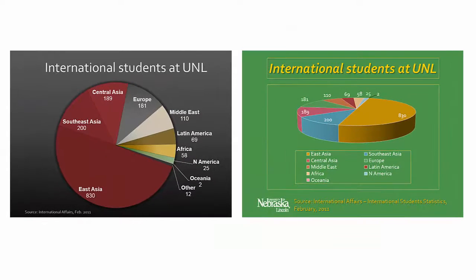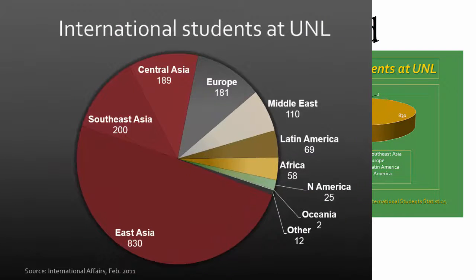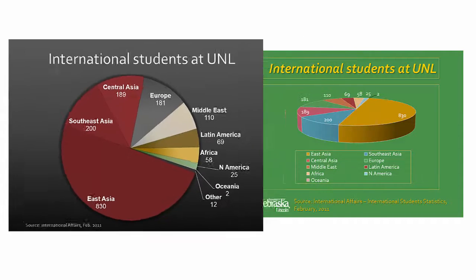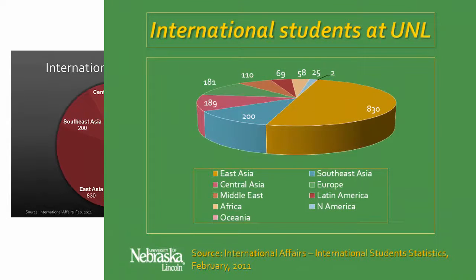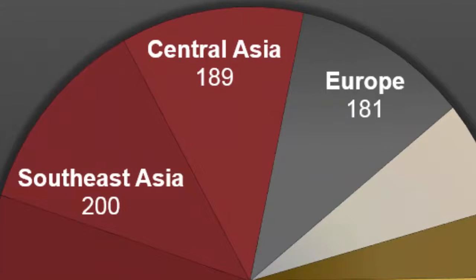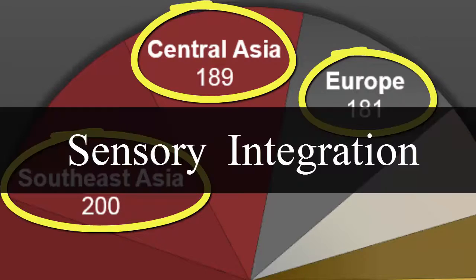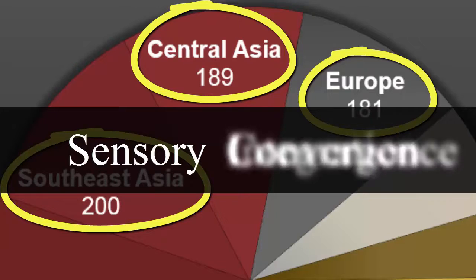Okay, let's call them a good example and bad example. With a good example, search and find was easy and instantaneous. Whereas with a bad example, you have to try much harder to search and find relevant information. With a good example, it's more likely that you will actually remember the information in pair of a student number and the world region. This effect is called sensory integration or sensory convergence.